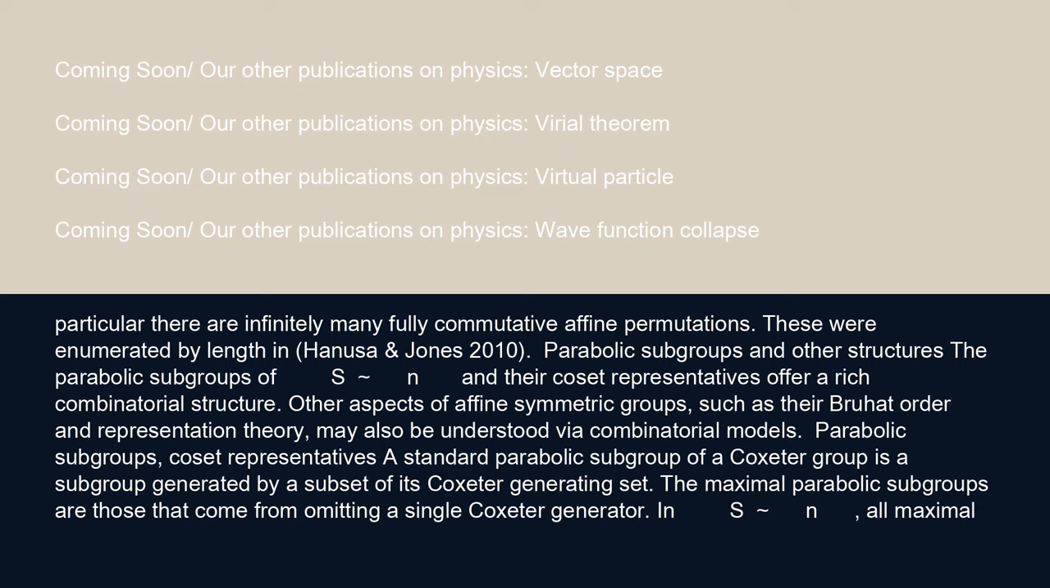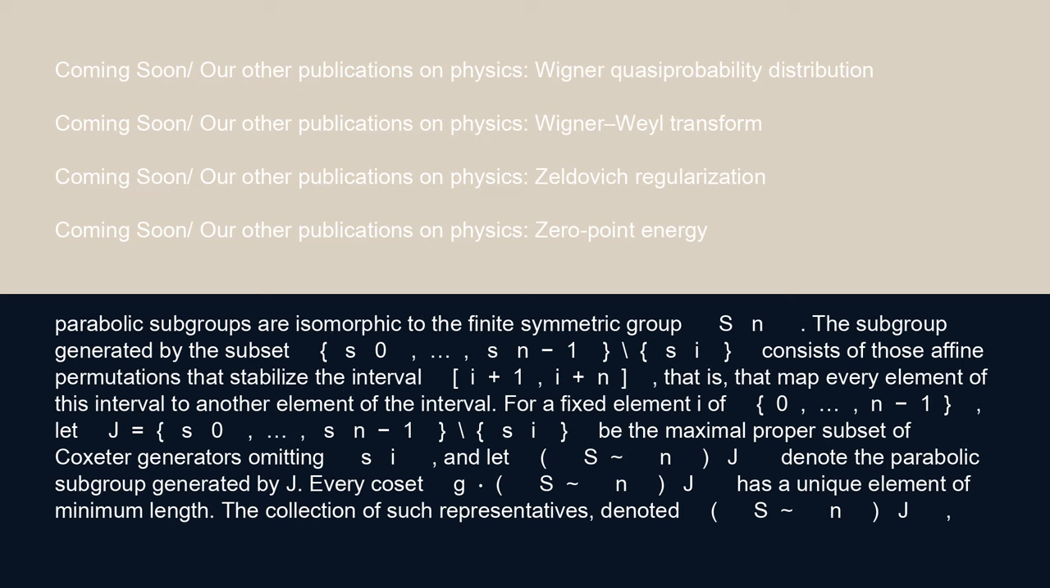In the affine symmetric group, all maximal parabolic subgroups are isomorphic to the finite symmetric group Sn. The subgroup generated by the subset omitting S_i consists of those affine permutations that stabilize the interval [i+1, i+n], that is, that map every element of this interval to another element of the interval. For a fixed element i of {0, ..., n-1}, let J equal the maximal proper subset of Coxeter generators omitting S_i, and let the parabolic subgroup generated by J be denoted W_J.